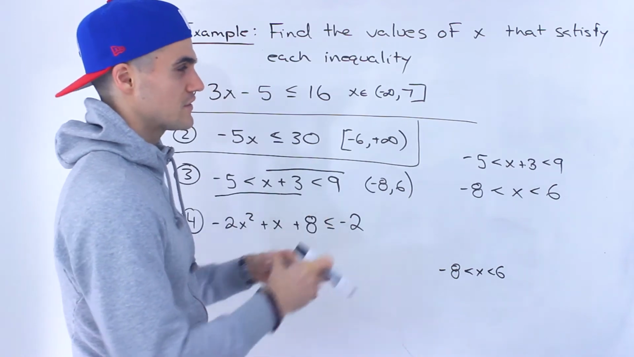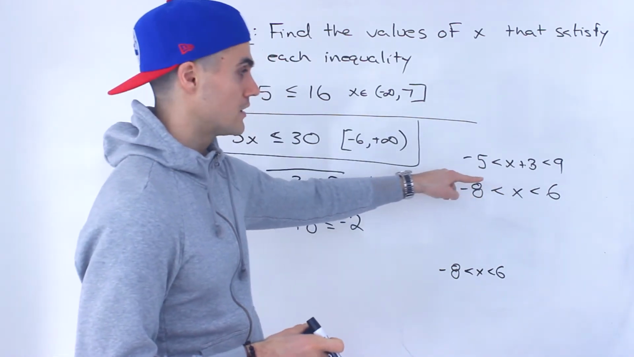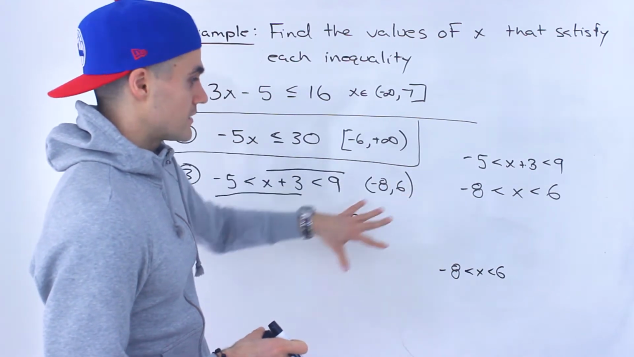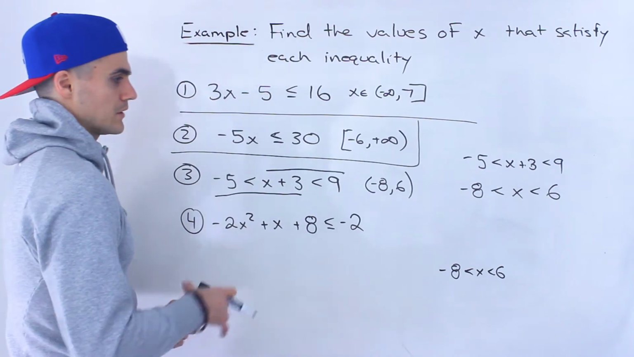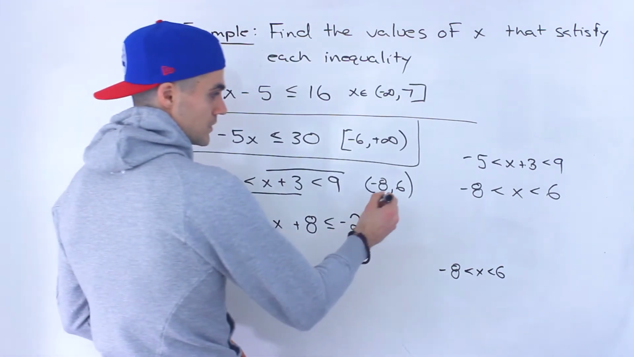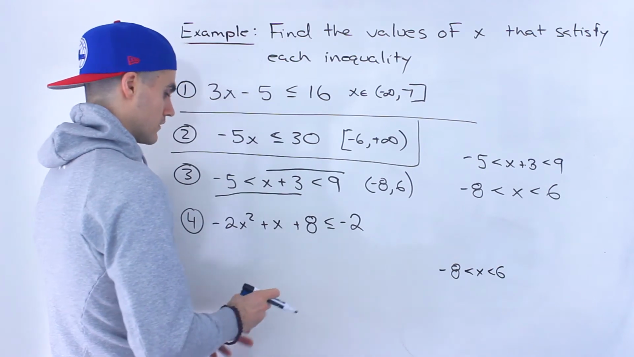But personally, especially if it gets a little bit more complex, maybe if there's like a coefficient in front, then I like to just do it separately like I did and then combine the answers at the end. But either way, whichever way you do it, x is between -8 and 6. That is the final answer.